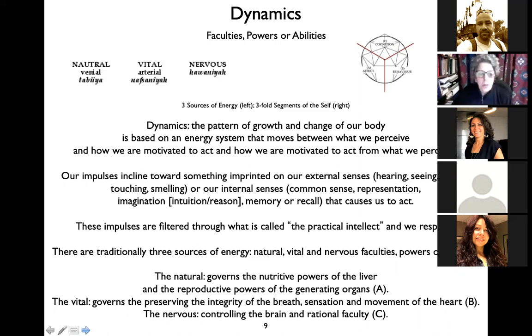In the traditional world, we have 2 reasons. One is called the practical reason. The other is called theoretical reason, which is ilm nazari or aql nazari. And there are traditionally 3 sources of energy, as we've said: the natural, the vital, and the nervous faculties, powers or abilities. The natural governs the nutritive powers of the liver and the reproductive powers of the generating organs, which is here, A, affect. The vital governs preserving the integrity of the breath, sensation, and movement of the heart. And the nervous, or the hayawaniya, controls the brain and the rational faculty. Now, why did they call the brain the nervous system or hayawaniya? Because it sounds like it's from the animal, and you would think it would be the animal soul. But this is how they've defined the 3.